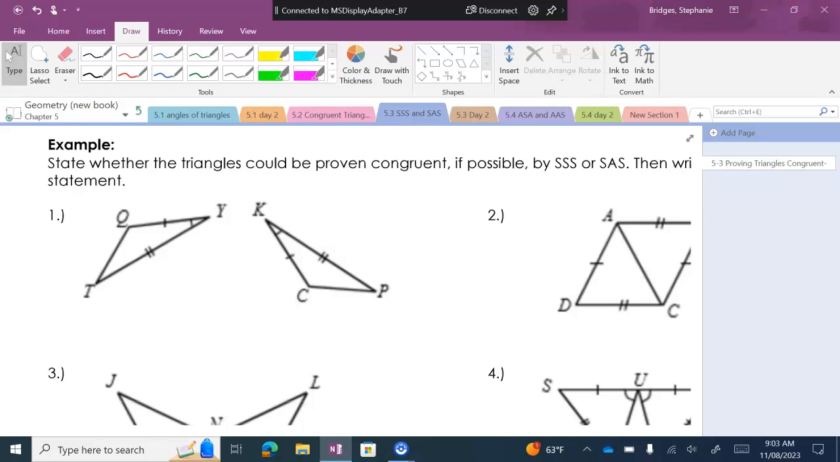Do I have two pairs of sides marked congruent? Okay, so I'm going to highlight them so that we can pay attention to our angle. What is YQ congruent to? Okay, C. And then TY is congruent to? AP, okay. And then what angles do they have marked congruent?